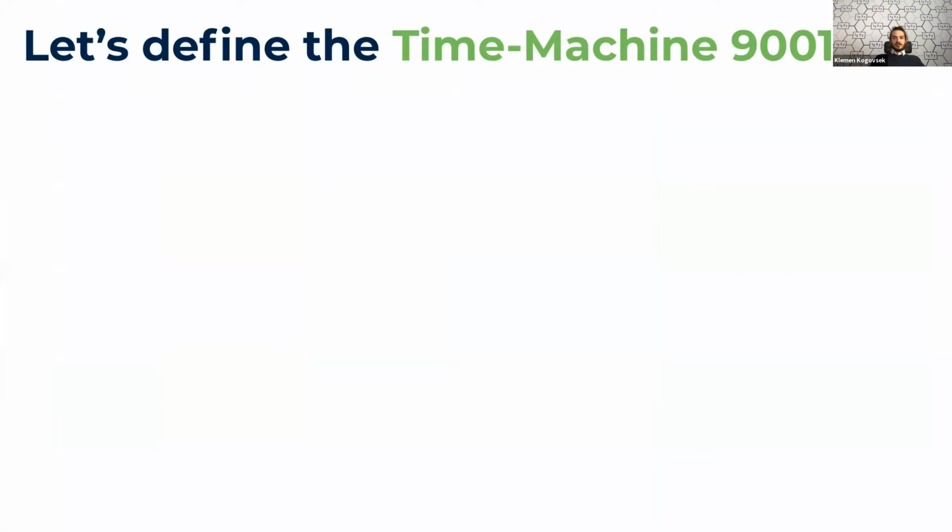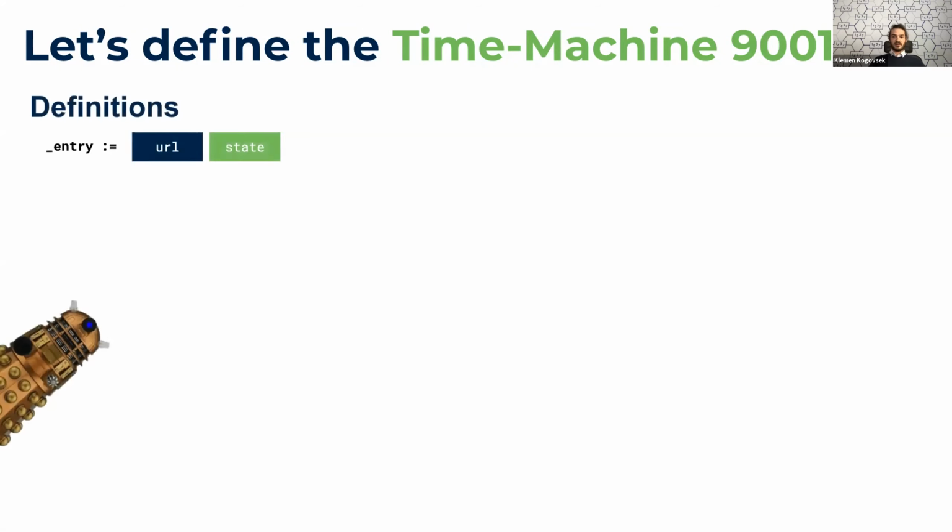So I would like to start by giving it a name. It's a Time Machine 9001, but you could also call it an implementation of tabs inside browser tabs, your choice. Let's define a few things so we can use them later. The first one is entry. Entry is a pair of state object and URL. We use them all along, like just every page has a state and then it has a URL.